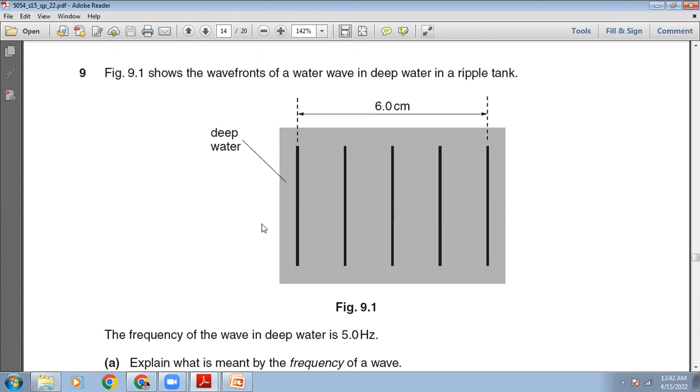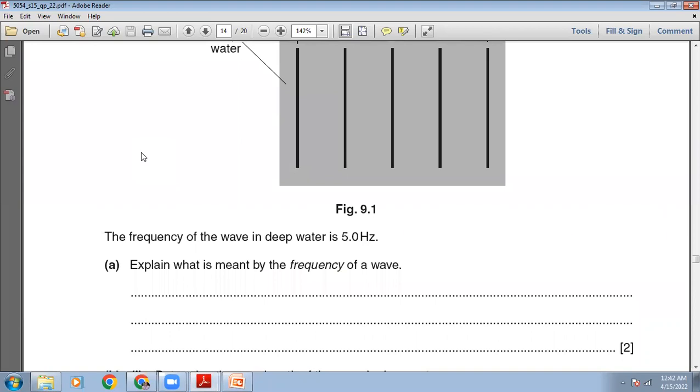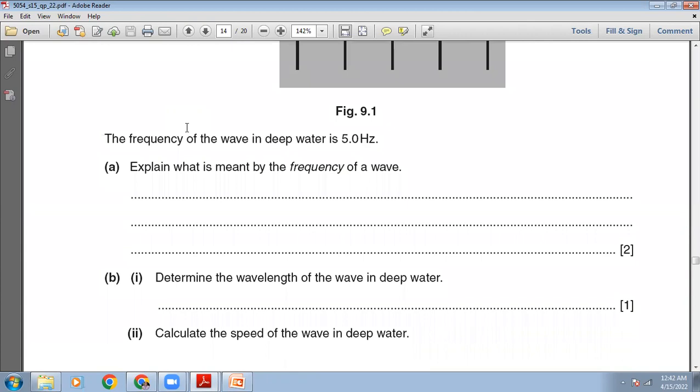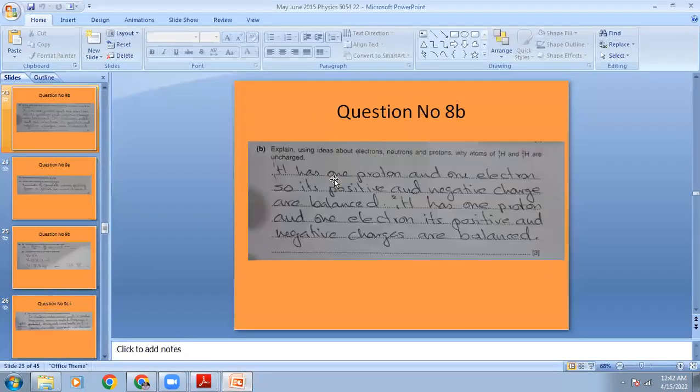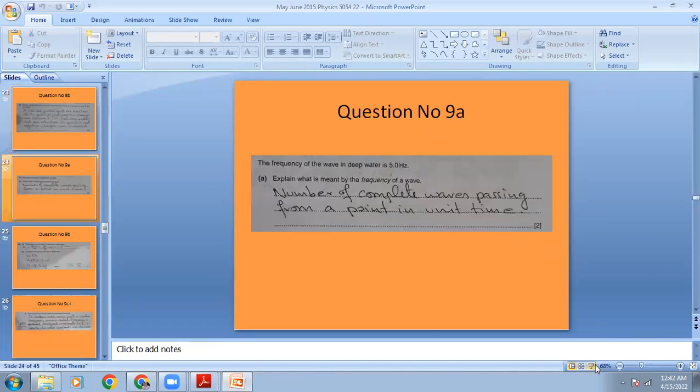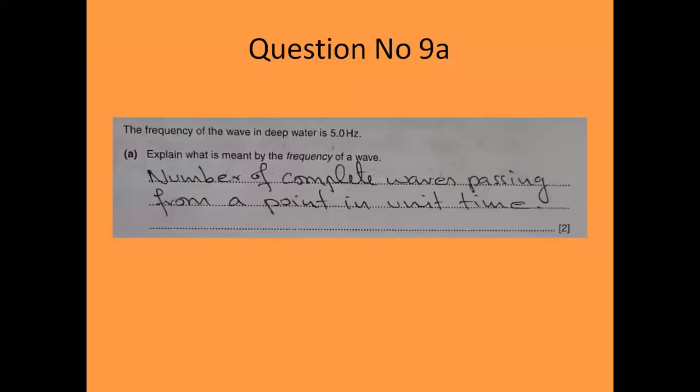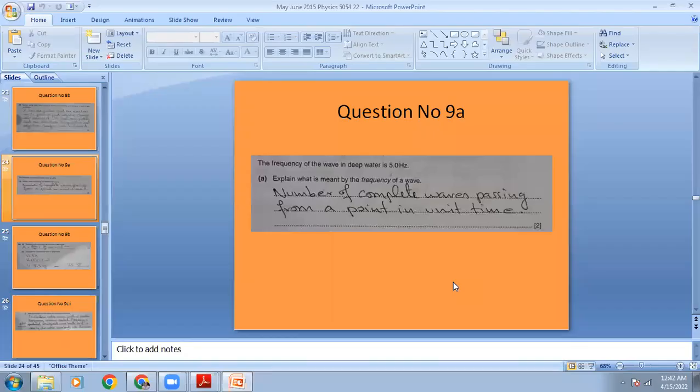The question is: the frequency of the wave in the deep water is 5 hertz. Explain what is meant by the frequency of a wave. This is a 2 marks question. The frequency of a wave means the number of waves passing a point in unit time. This is known as the frequency. So let me show you my written answer. Question number 9, sorry for this. So the number of complete waves passing a point in unit time, that is known as the frequency. Okay, so let's go to the next question.